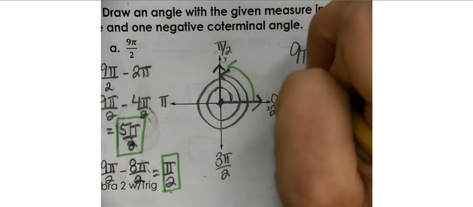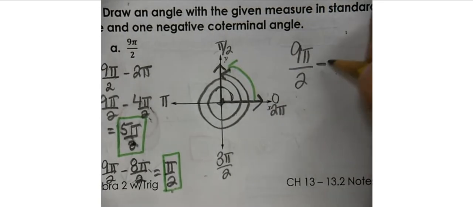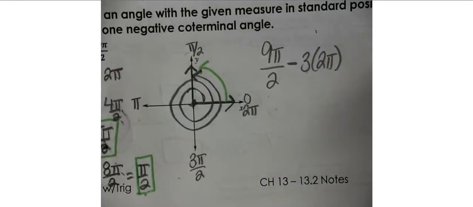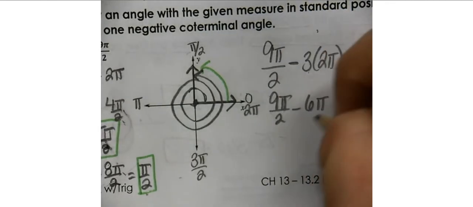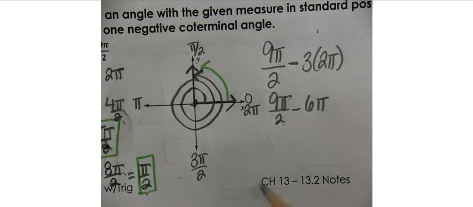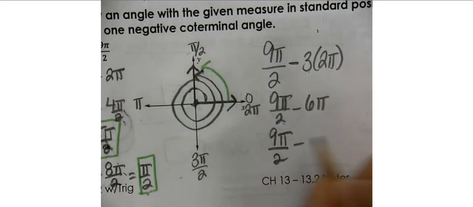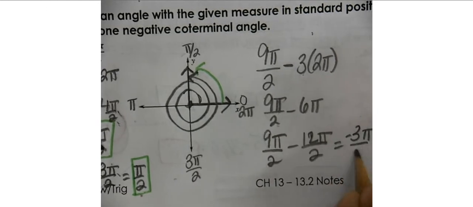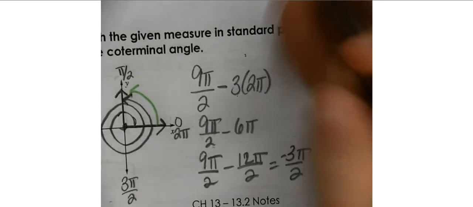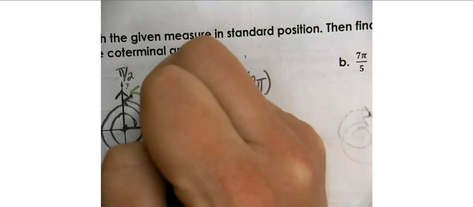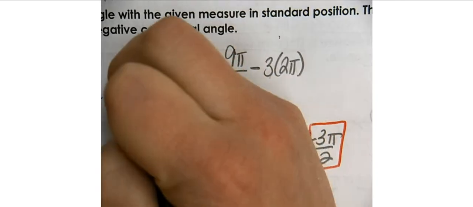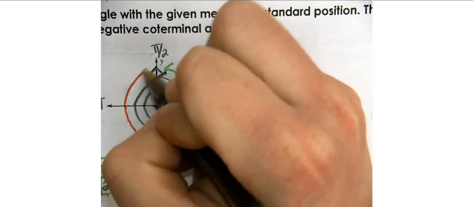So 9 pi over 2 minus, I need to subtract away 3 times 2 pi, which is 6 pi. So that's 9 pi over 2 minus 6 pi, and I need to change that to have a common denominator of 2, so that's 9 pi over 2 minus 12 pi over 2, and that's going to be equal to negative 3 pi over 2, which hopefully makes sense to you. If we were to travel in a negative direction, we're going to be traveling not just negative pi over 2, negative pi, negative 3 pi over 2.